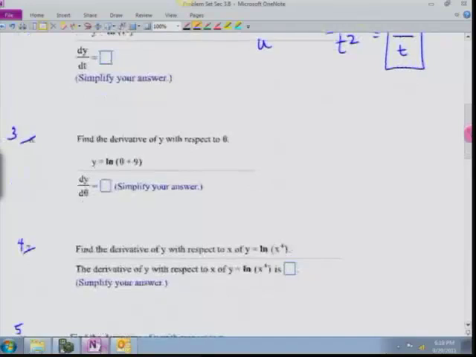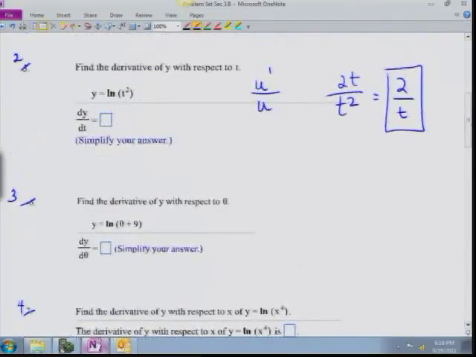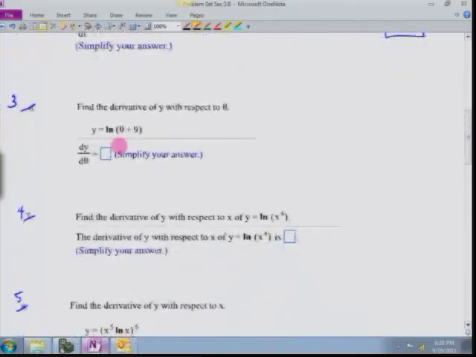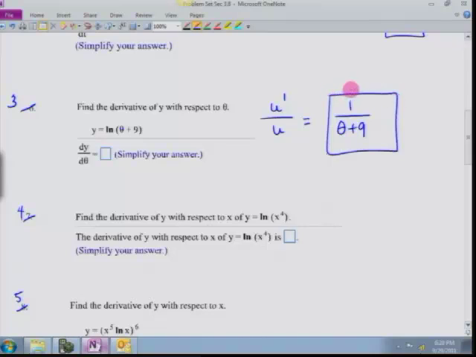We're not there yet. Okay, are we still there? Okay. All right. Yeah, that's why I didn't. Okay, this is actually theta. It looked like a 0, but okay. So what do we got here? 1. u prime over u. So u prime is 1 over theta plus 9. Right? Okay. Oh, well, we like to start slow, right?